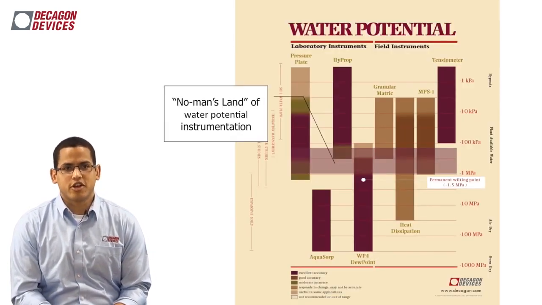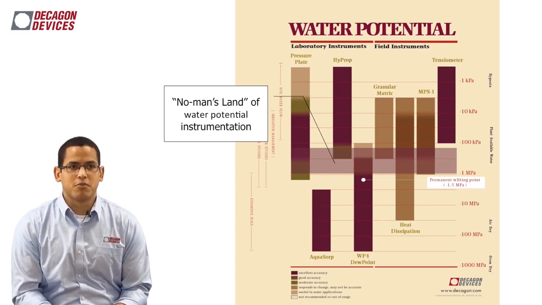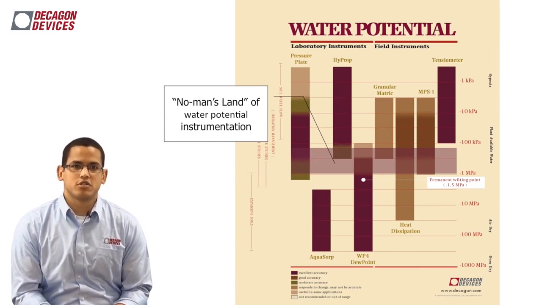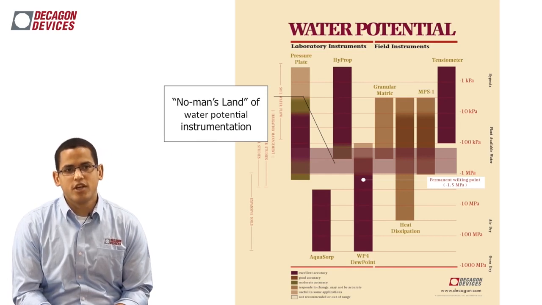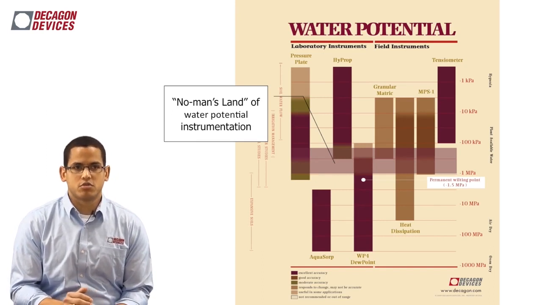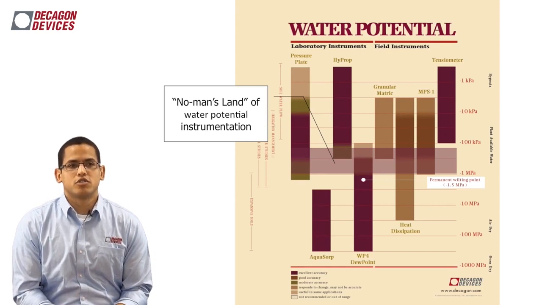So before I start talking about the instruments, I want to talk a little bit about what we used to call this kind of no man's land of water potential instrumentation. If you look on this chart, you'll see we have this grayed out area between about 150 to 200 kPa and -1 megapascal. In the past, we really had issues getting good measures within this range to fully characterize what's going on in the soil.